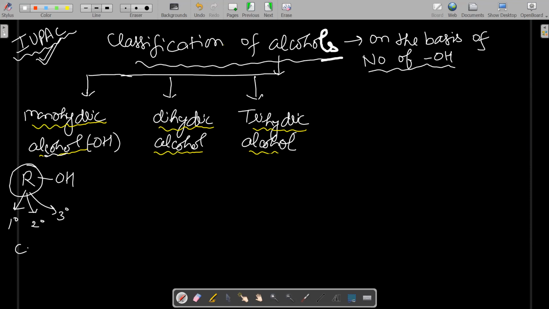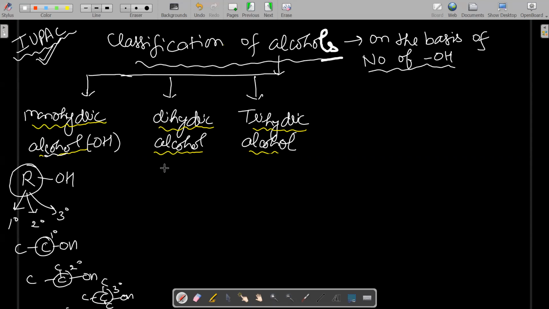What do you mean by primary alcohol? It means the OH group is attached to a 1 degree carbon. OH attached to a 2 degree carbon is secondary alcohol, and if OH is attached to a 3 degree carbon, that is tertiary alcohol. So this is the primary carbon, this is the secondary carbon, this is the tertiary carbon. This is the whole chapter; we'll discuss the preparation and properties also.